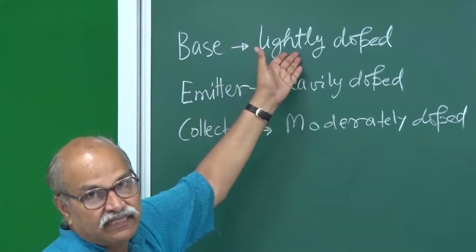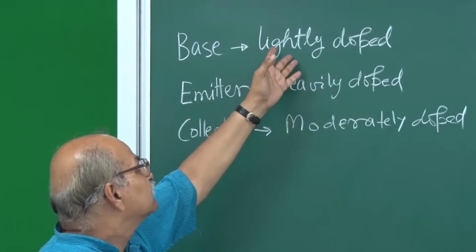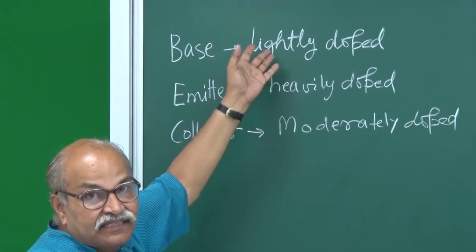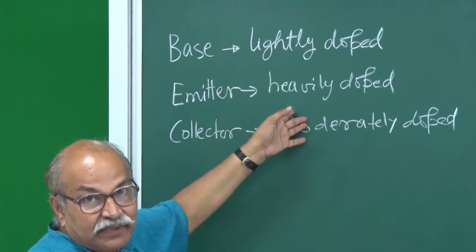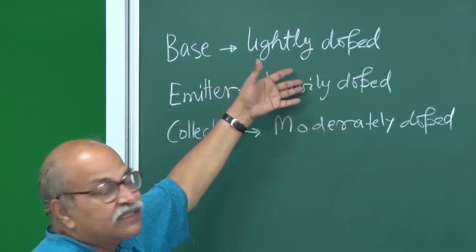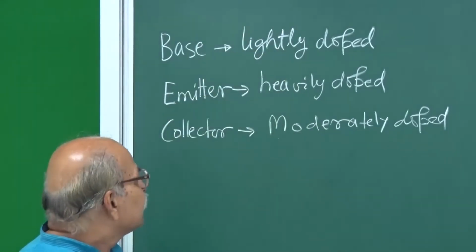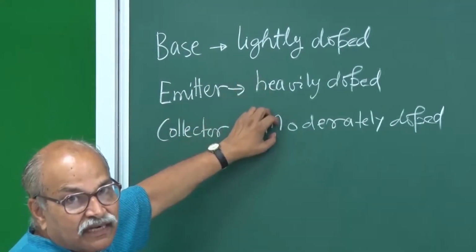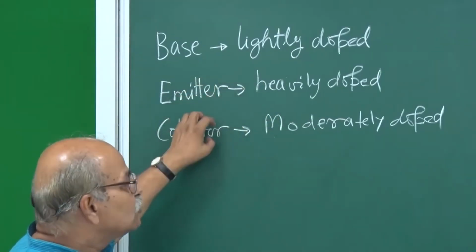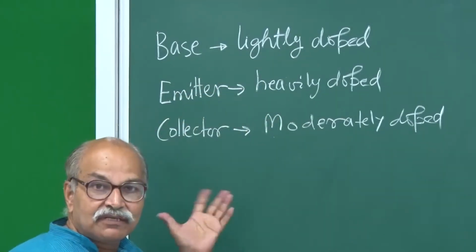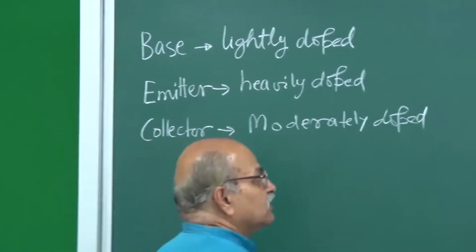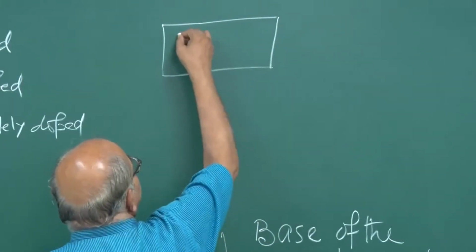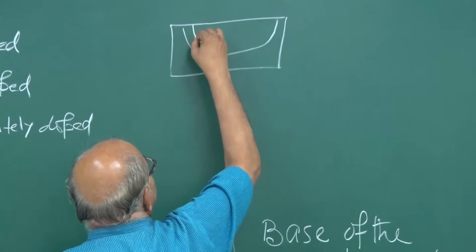The base is very lightly doped. The concentration of impurities in the base will be, say, 5 to 10% of that in the emitter, and the collector will be a little less than the emitter. So the doping levels are different, and therefore you cannot interchange emitter and collector. Although on a diagram it may look like both are the same, you cannot interchange these two.